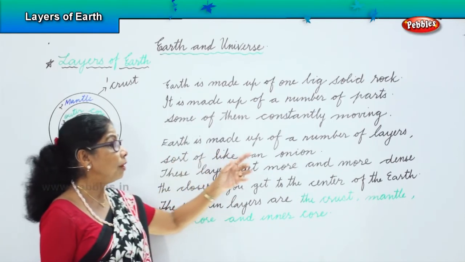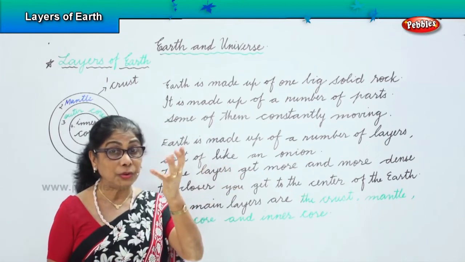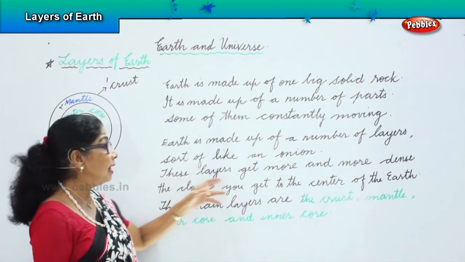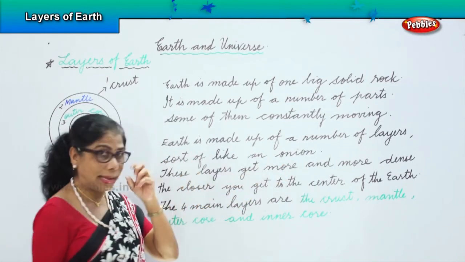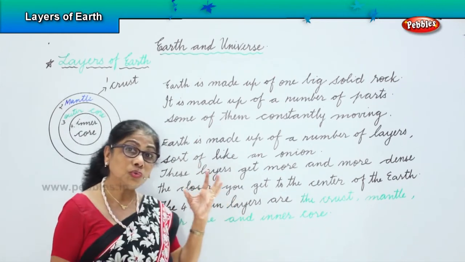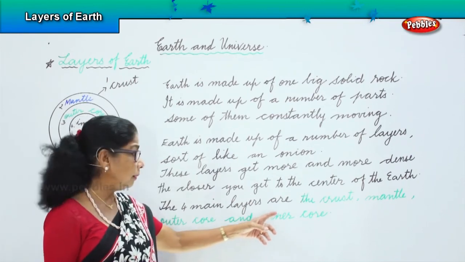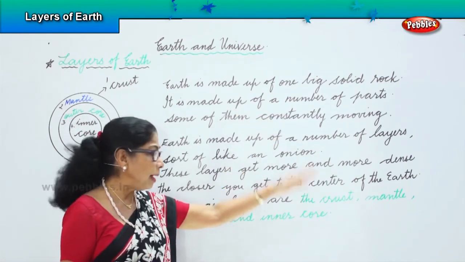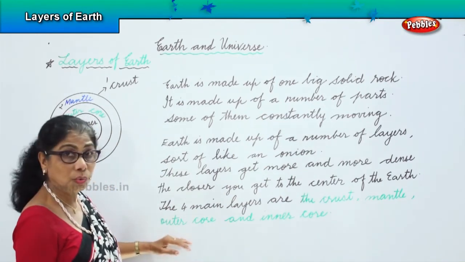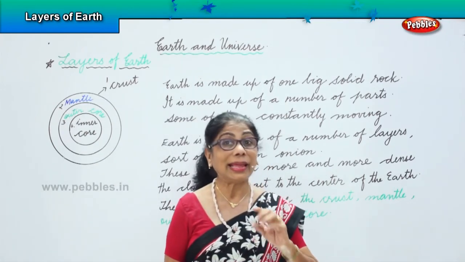Earth is made up of a number of layers, sort of like an onion. When you peel, it goes on and on and on. These layers get more and more dense, thick, and closer as you go to the center of the earth. The four main layers are the crust, the mantle, the outer core, and the inner core. So these are the four parts, and we look at each one in detail.